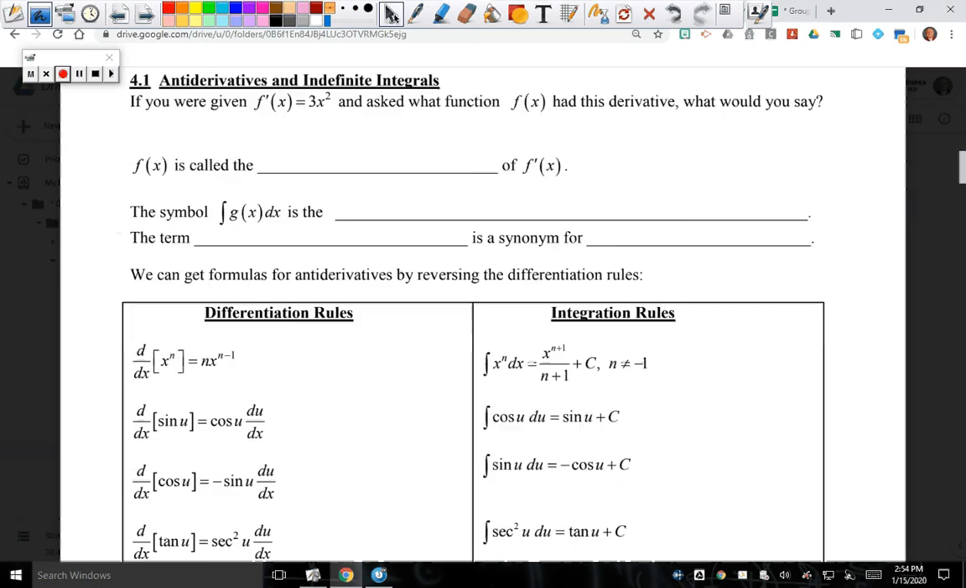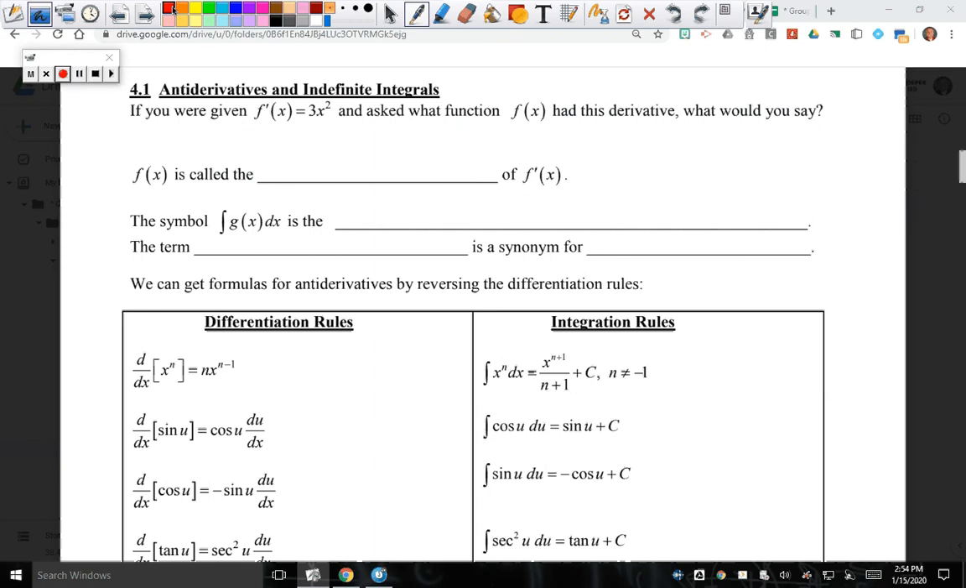Huge day, for sure. If you were given that the derivative is 3x squared, and I asked what f of x would be, what would you say? 6, or x cubed, or x to the 6th? It's x cubed.